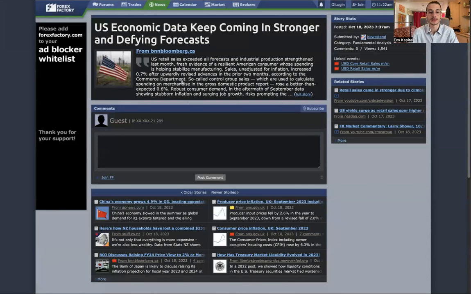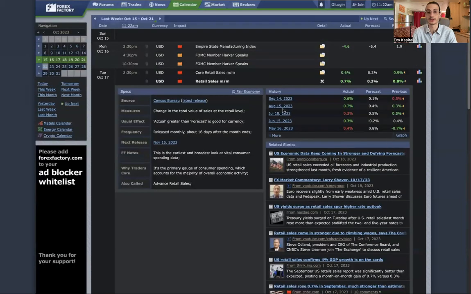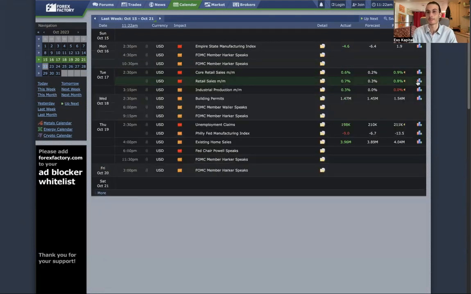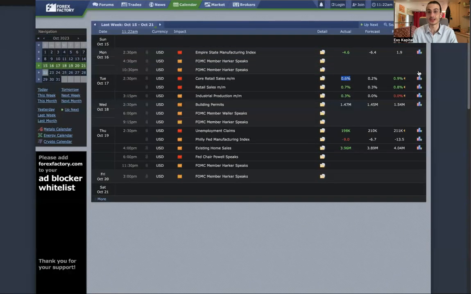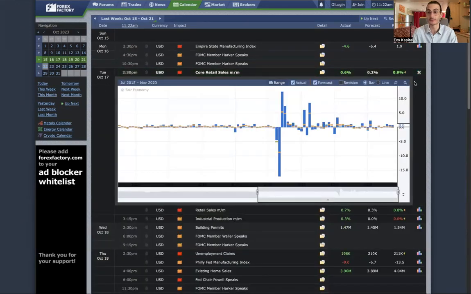That's something that was not expected by the market. You can see we were forecasting 0.3 on Tuesday retail sales on the month-to-month, and we had 0.7. So it's actually 130% more than the forecast. And on the core retail sales, we have 300% more than the forecast, 0.6. Yeah, that's very important. Also, we are seeing actual numbers quite higher than the forecast.